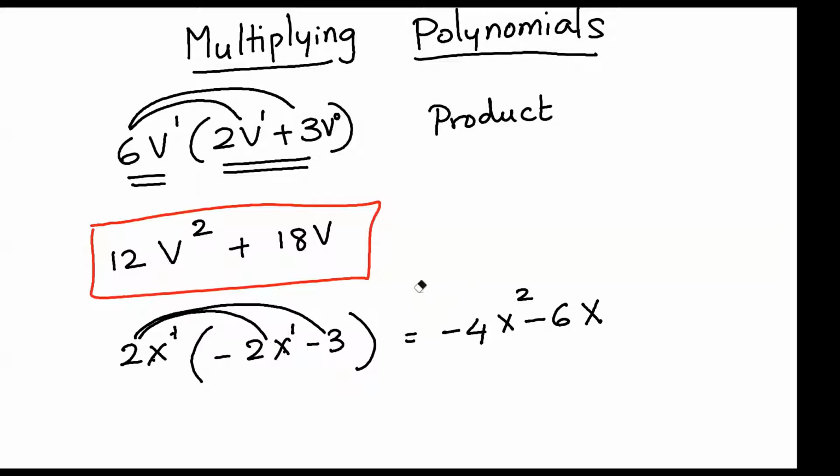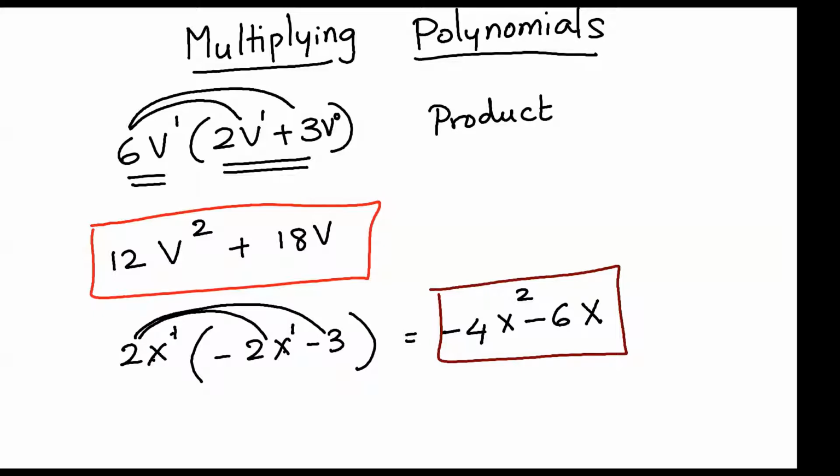So the product is negative 4x squared minus 6x. Is that clear? Okay, let's try another problem.